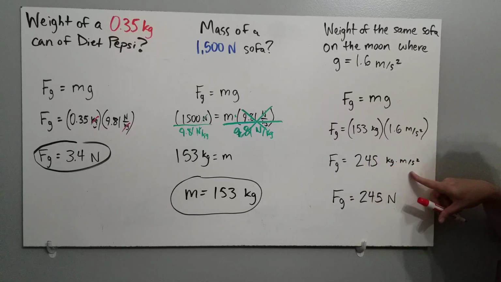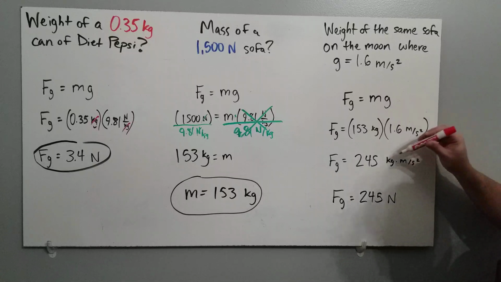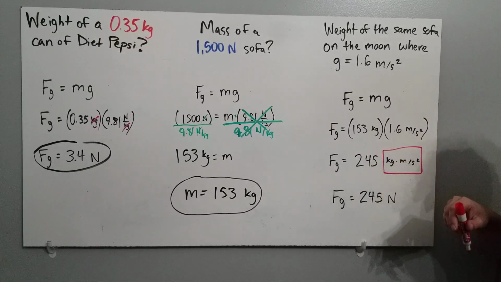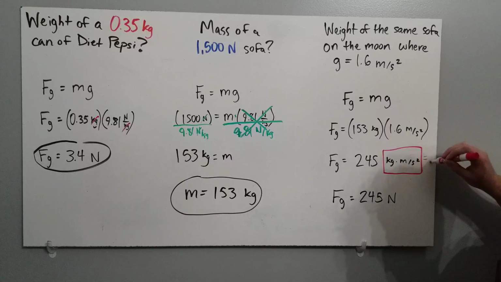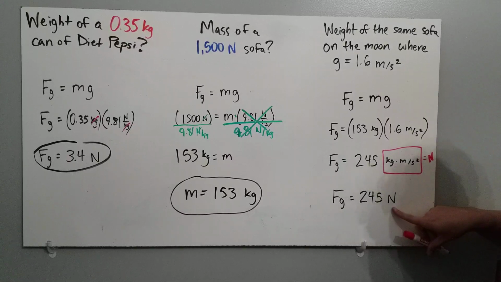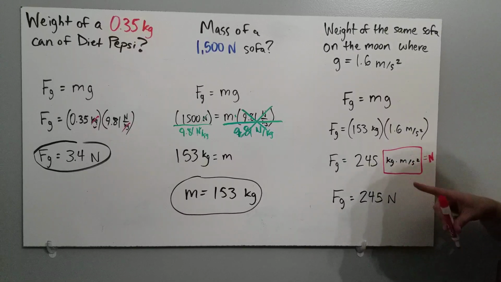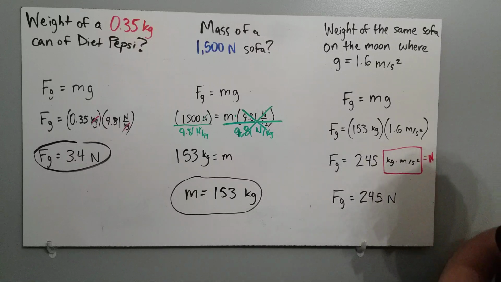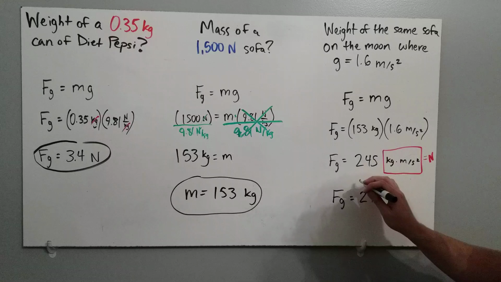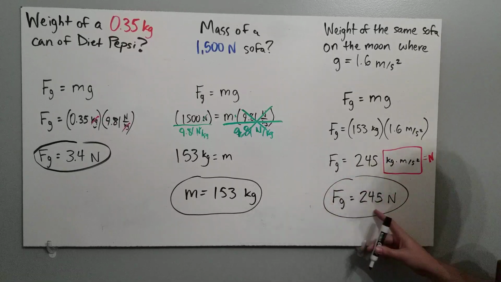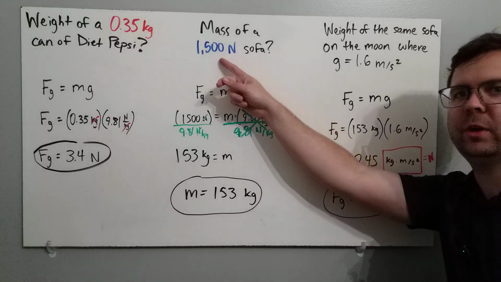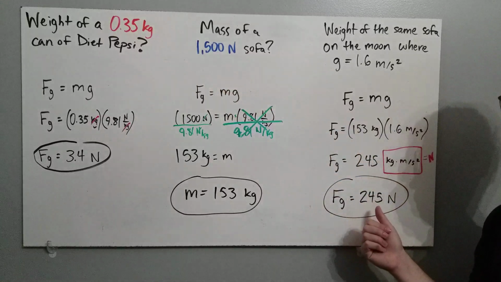These units being multiplied together like this, it looks like a mess. These three units all put together is actually the definition of a newton. And so we write that down here. We'll talk more about this later on in our course, but this is the same as a newton. And so our answer is that this couch weighs 245 newtons on the moon. That's a lot different than 1,500 newtons on the Earth. It's a lot lighter on the moon.